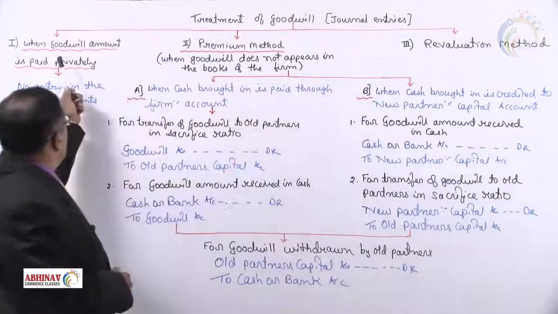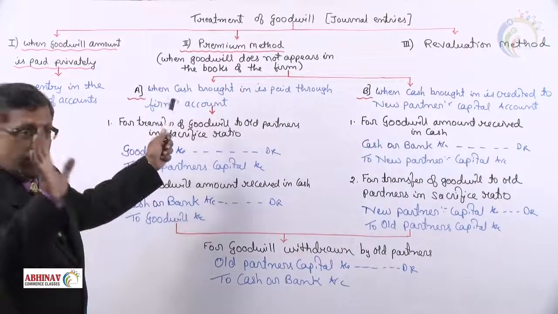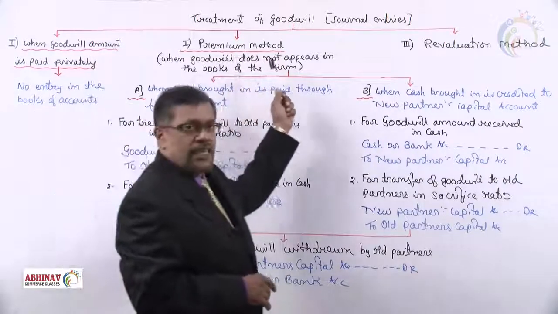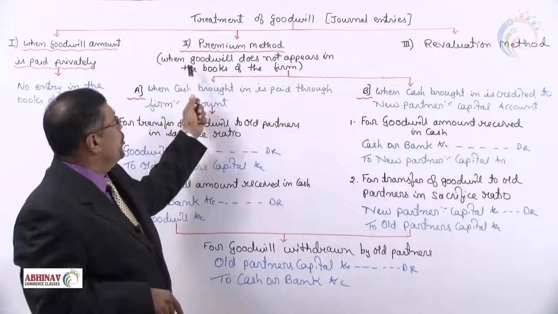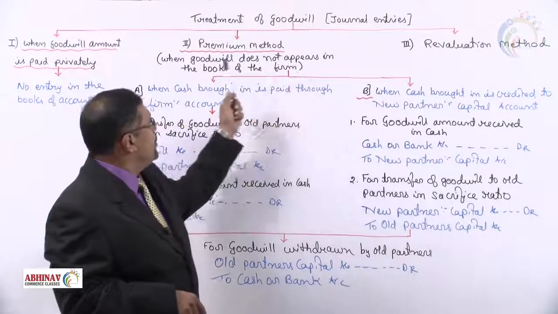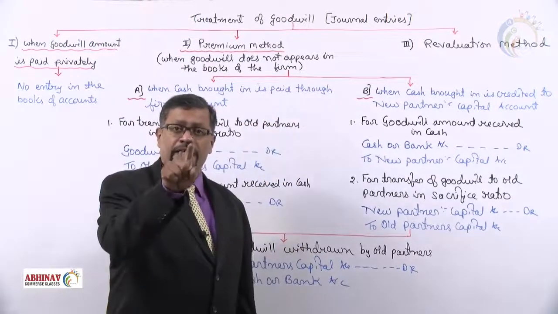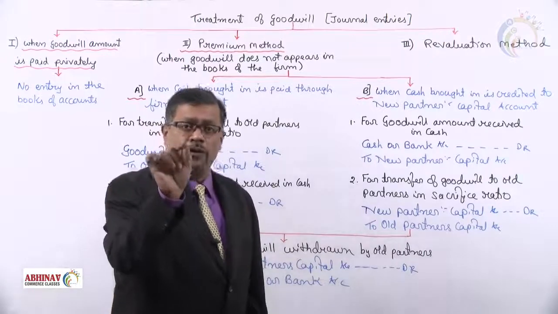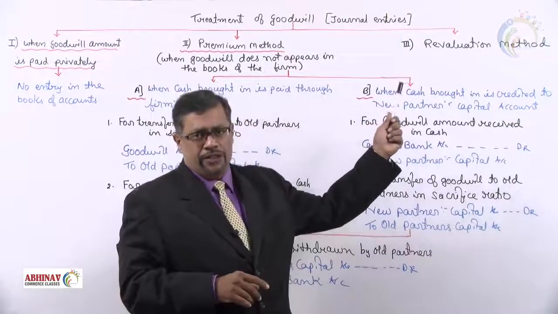Number one, when goodwill amount is paid privately by the new partner to the old partner. Number two is called the premium method, which is mainly used when goodwill does not appear in the books of the firm. That means in the problem when the balance sheet is given, goodwill amount will not be given in the balance sheet. And number three is the revaluation method.